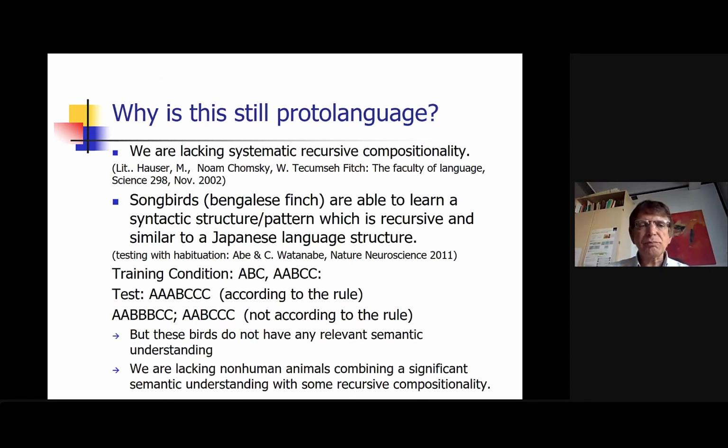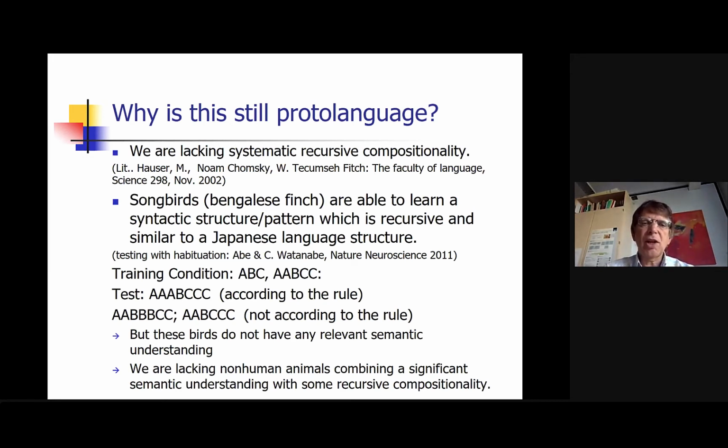So now, again, that seems to be interesting: there is some semantic understanding in the bird Alex, and also similar semantic abilities in border collies. There seems to be some evidence across species that non-human animals can have a kind of registration of representation. But why is all that still proto-language?